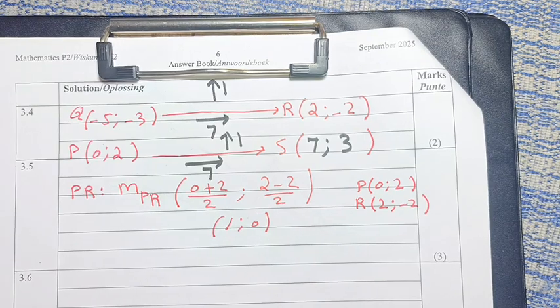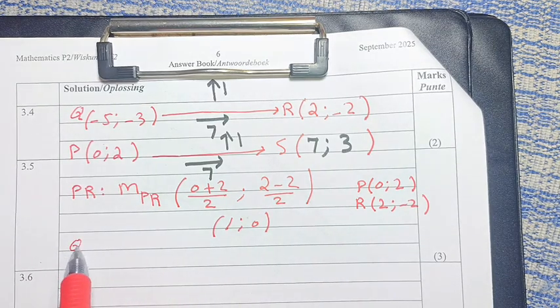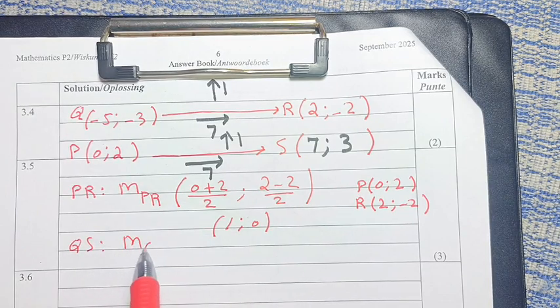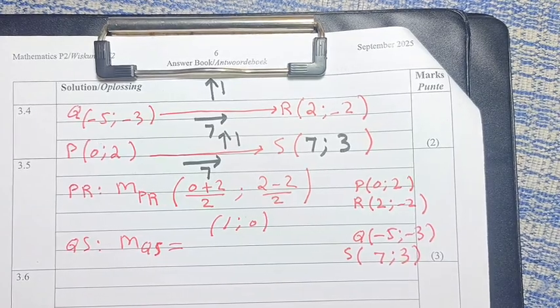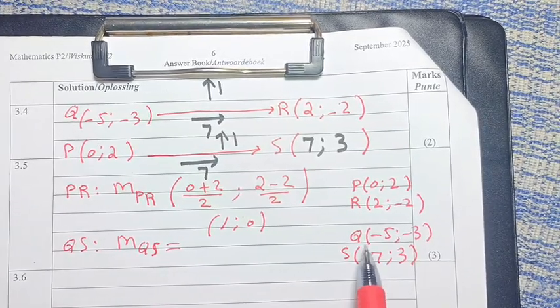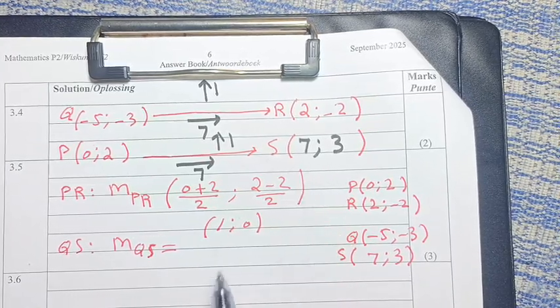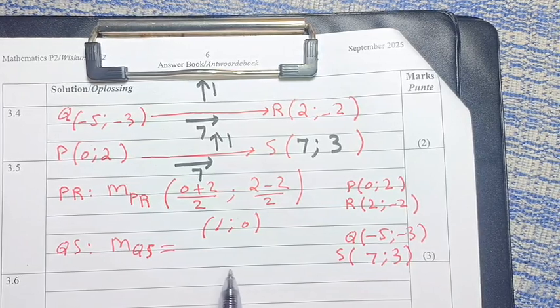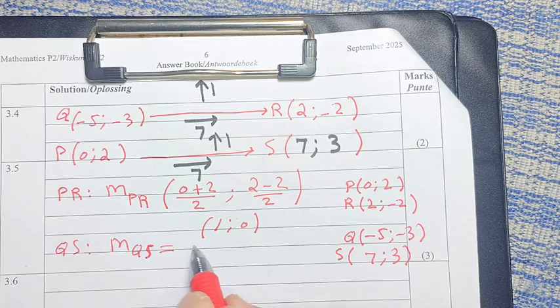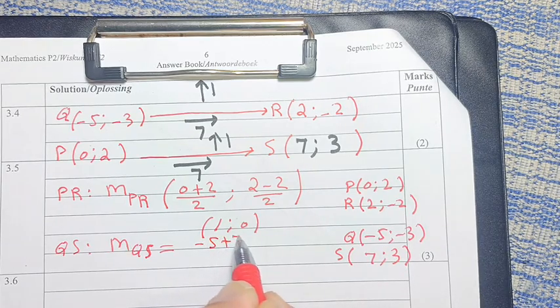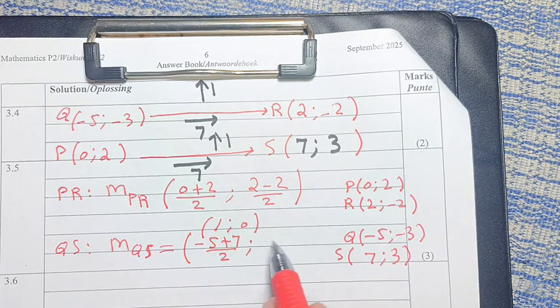Now I'm going to take the midpoint of QS. Midpoint of QS. So the midpoint of QS, these are the points of Q and S. Remember earlier we found the points of S. Now, x1 plus x2. So this is my x1, negative 5 plus 7 divided by 2. And on the other side y1 plus y2, negative 3 plus 3 divided by 2.